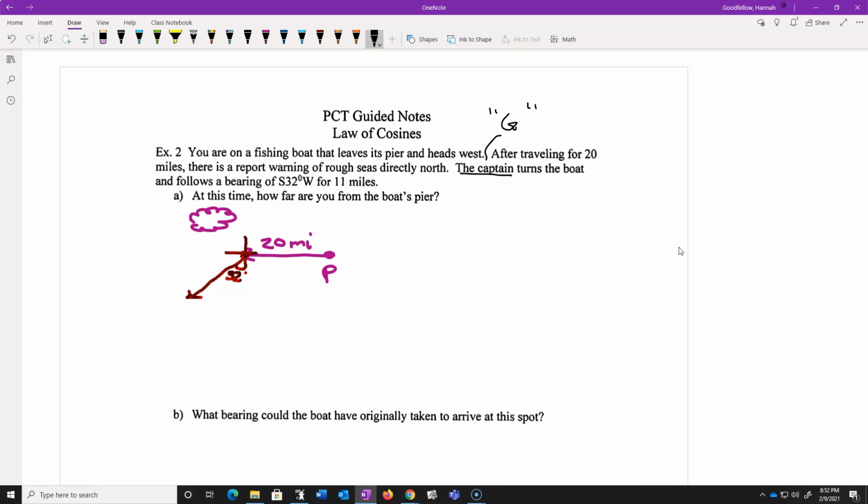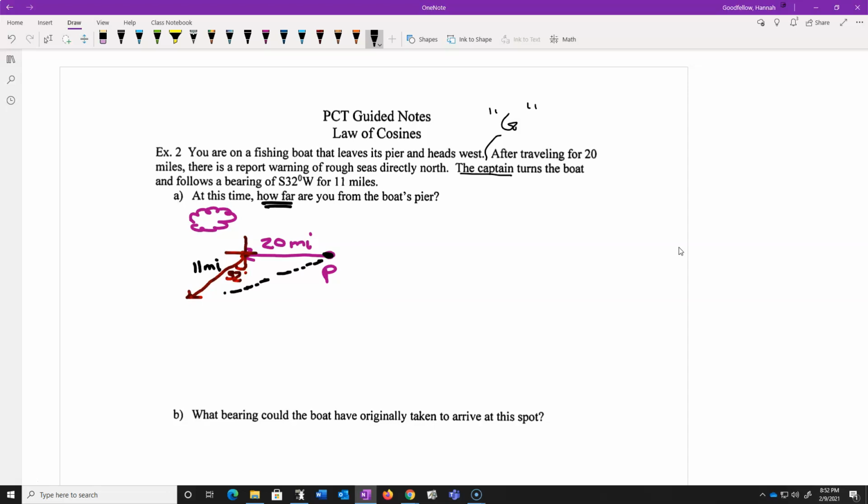Now ultimately we follow that particular path for 11 miles, and somebody at the pier wants to get a hold of us and figure out where we're at. At this time, how far are you away from the pier?